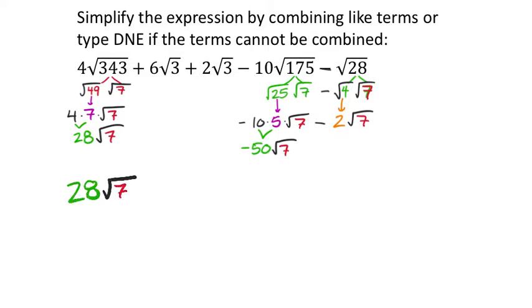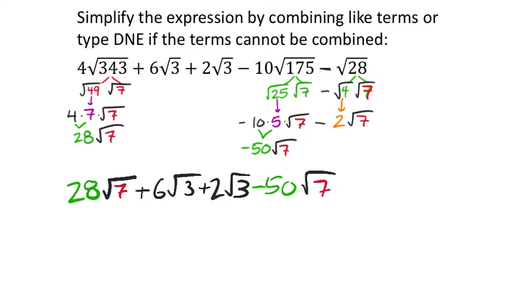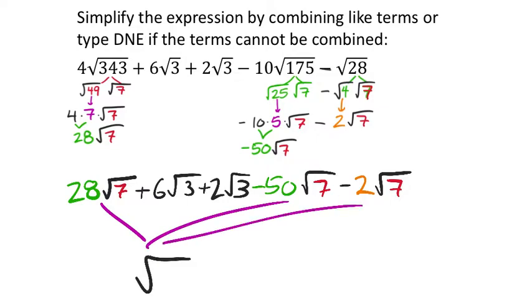So we have 28 times the square root of 7, plus 6 times the square root of 3, plus 2 times the square root of 3, minus 50 times the square root of 7, minus 2 times the square root of 7. It didn't really line up, but hopefully that's okay. Now we see that we have some square roots of 7 that we can combine, right? Square root of 7, square root of 7, square root of 7. So that's going to tell me how many square roots of 7 I have now. That would be 28 minus 50 minus 2.